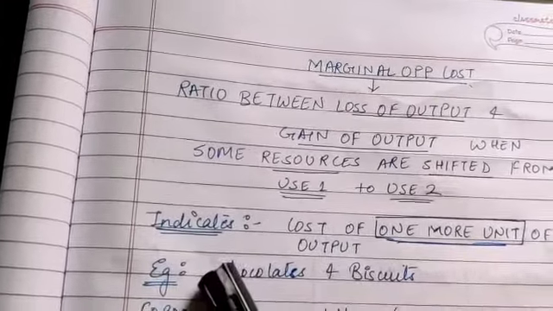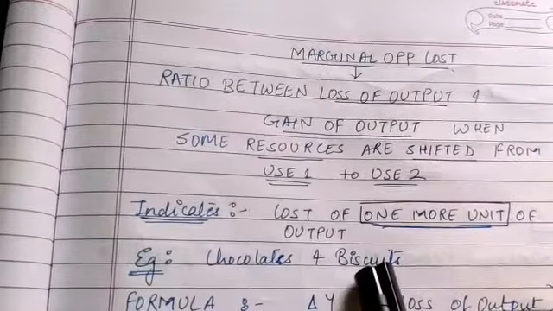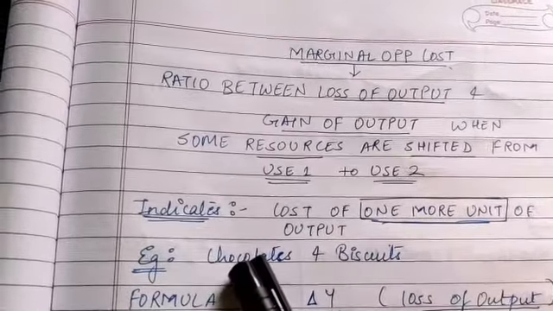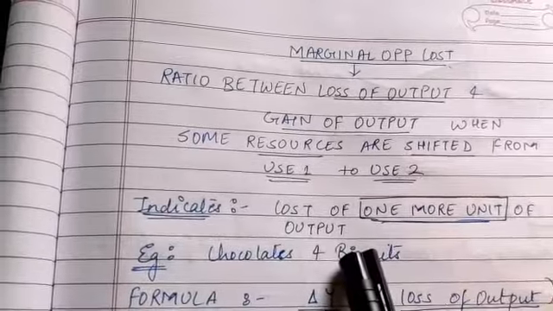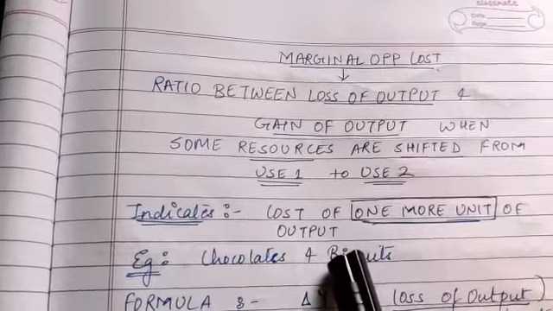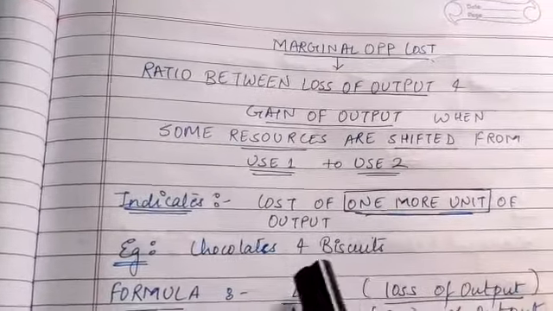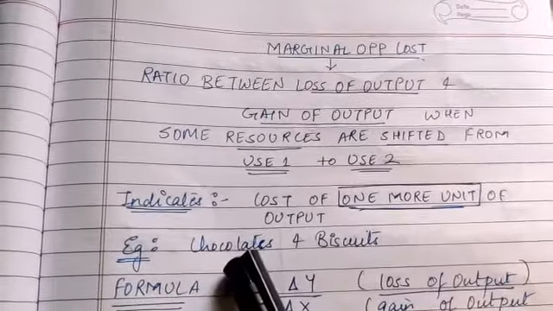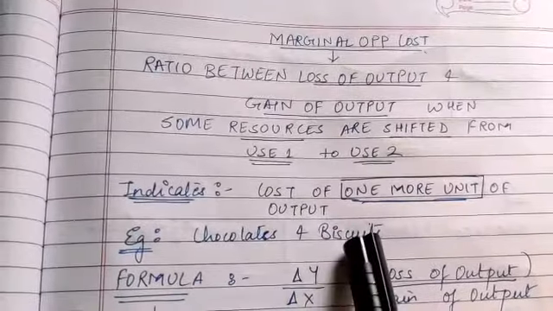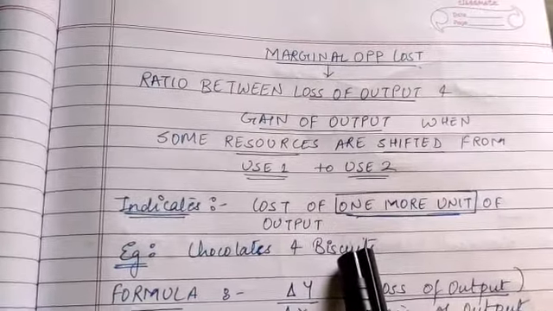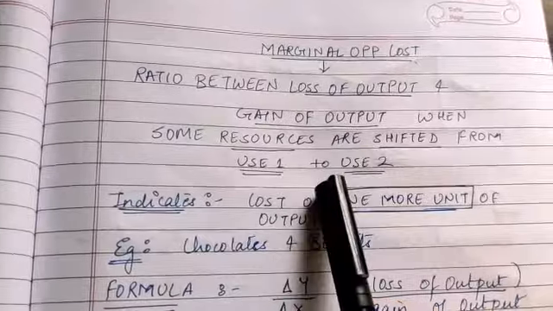Now, here I have taken an example of chocolates and biscuits. Suppose chocolate is commodity 1 and biscuit is commodity 2. So, if you are consuming one additional unit of biscuits, that means there is loss of output of chocolates and gain of output of biscuits. That is what is meant by marginal opportunity cost.